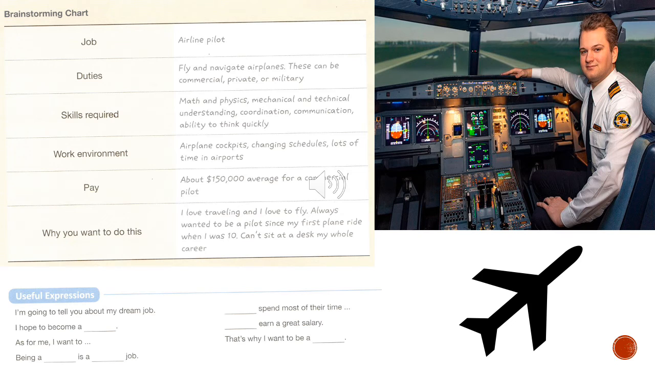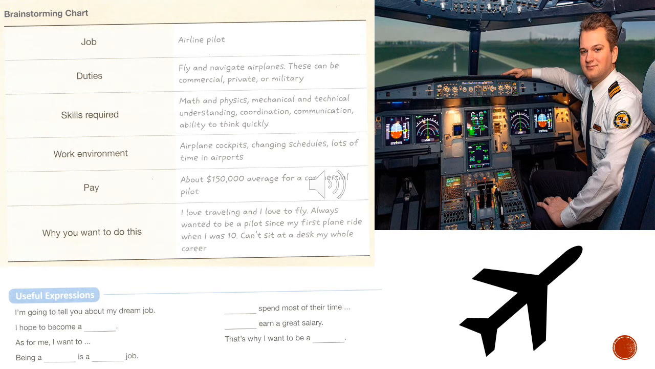Some useful expressions here. Down below, I'm going to tell you about my dream job. I hope to become a... As for me, I want to... For example, being a pilot is a wonderful job, or is an exciting job, or something like that. Pilots spend most of their time doing, and then you would say what they do with their time, or where they are. And pilots earn a great salary. That's why I want to be a pilot.